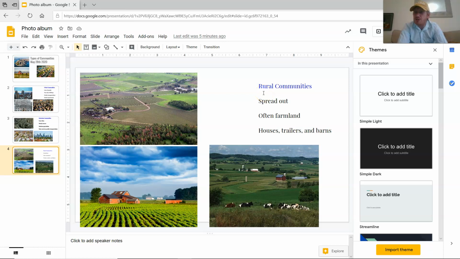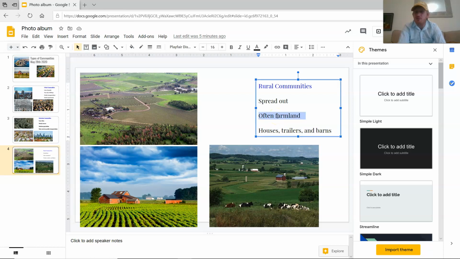The final type of community is a rural community. Rural communities are really spread out. Sometimes you won't even see another house anywhere near one. You can have miles or acres of land in just one house. Oftentimes in a rural community, it's a lot of farms. It's not a lot of shops or stores. It's big open farms. And in a rural community, usually you have houses, some people live in trailers, and even some can live in barns if they've been redone.